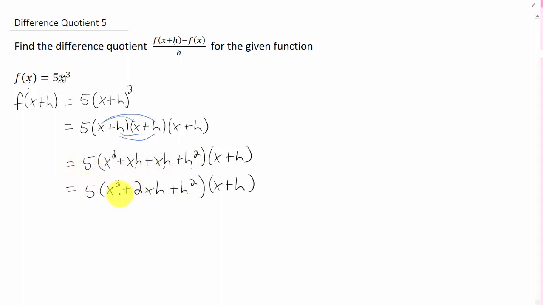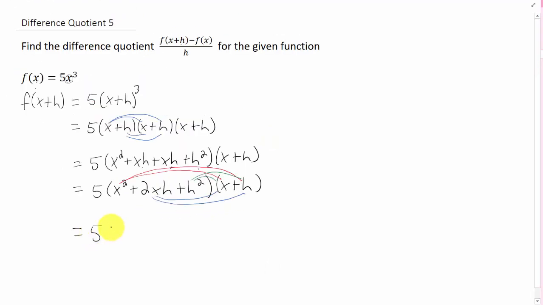Now we have a situation where we need to multiply these three terms, this trinomial, by these two terms, or this binomial. That's going to require that we distribute every term in the trinomial with every term in the binomial. So that 5's just living outside here for a while. Let's multiply the x squared times the x to get x cubed, and the x squared times the h to get x squared h. Those are the red terms.